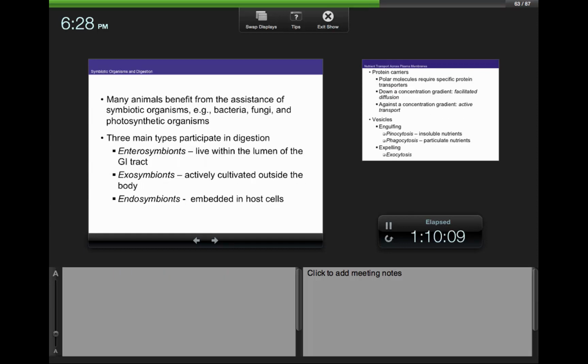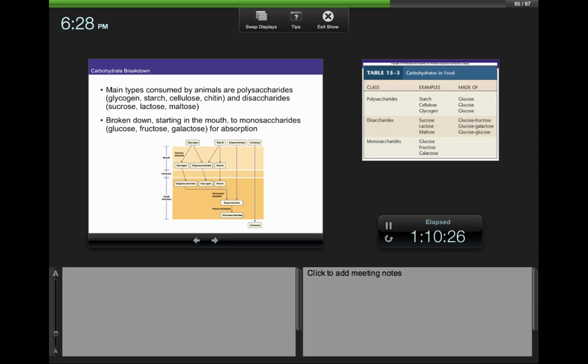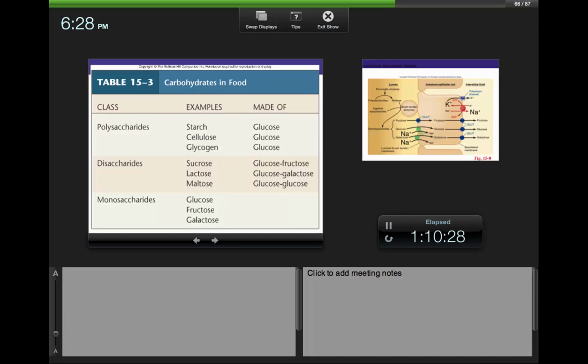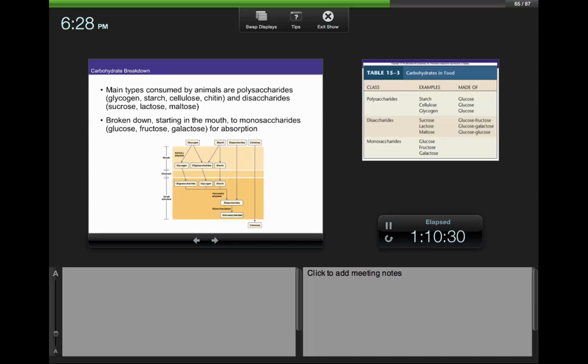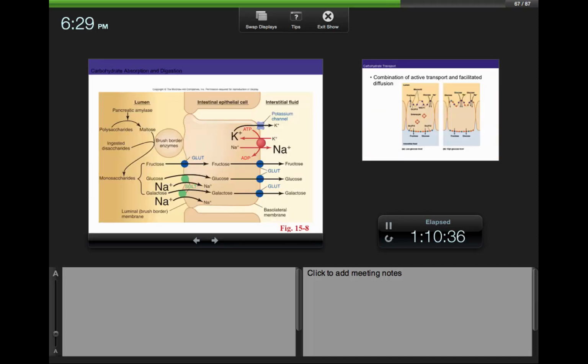Okay, there's really nothing on enterosymbionts. I even said in class, don't worry about that. Engulfing, pinocytosis, phagocytosis. If you guys actually took cell biology, you would go into a lot more detail on those. What I want you guys to know is when we start to absorb some of these molecules. So let's start with the absorption of glucose.